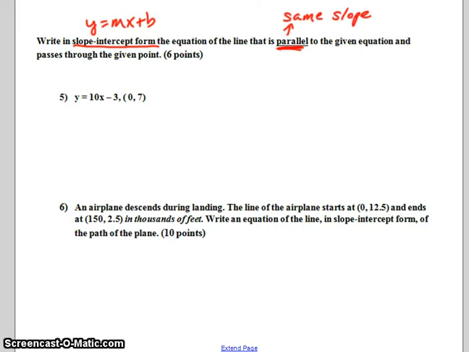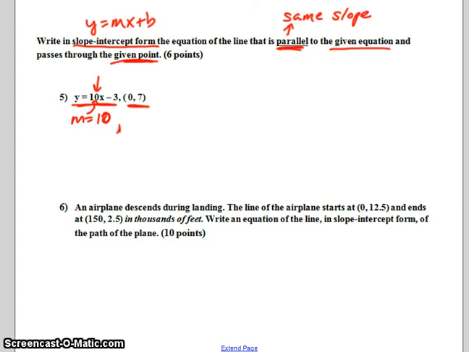Okay, so we have two lines, one that's given to us, and then one we have to figure out the equation for. We have a given equation, that's the line that's parallel to ours, and we have the point that is on our line. So here's our given equation, here's the point that's on our line. What you notice from this given equation is the slope is 10. Alright, so if our line's parallel to that, then our slope is also 10. Okay, so we have our slope for our line, which is 10. It's the same as this line.